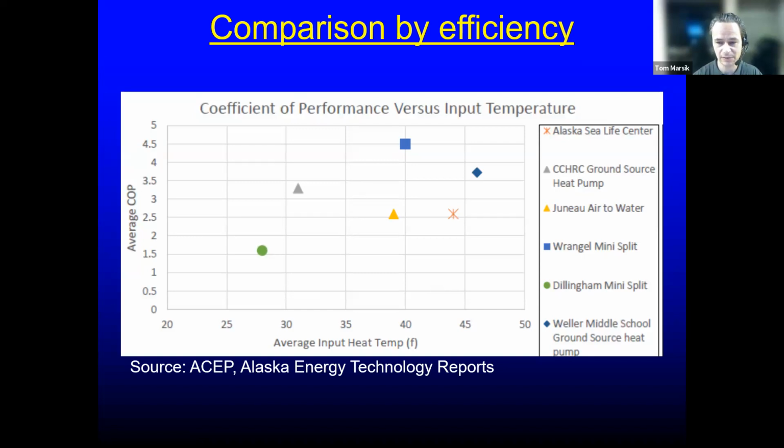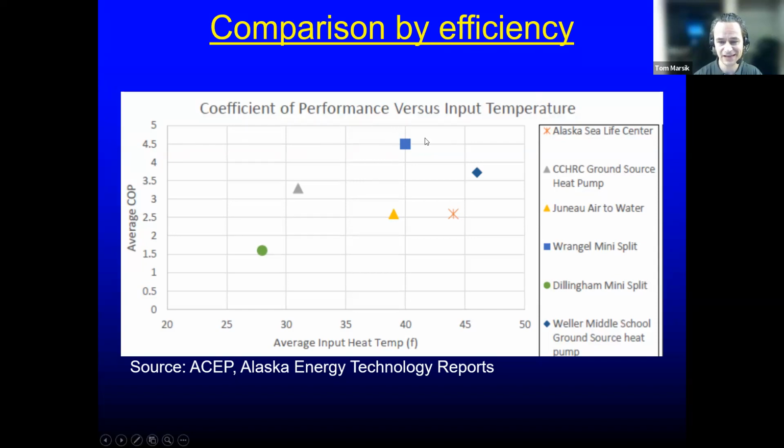However, some of the observations we can make here, and one relates to this blue square up here, which is a ductless mini split heat pump in Wrangell, Alaska. So that's the highest COP you can see here, so the highest coefficient of performance. It's about 4.5, which is pretty impressive.